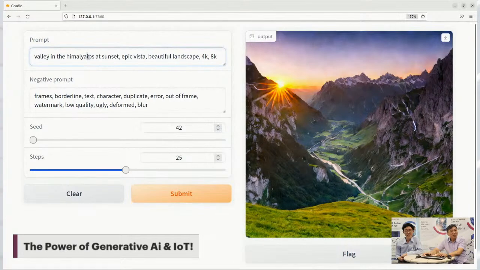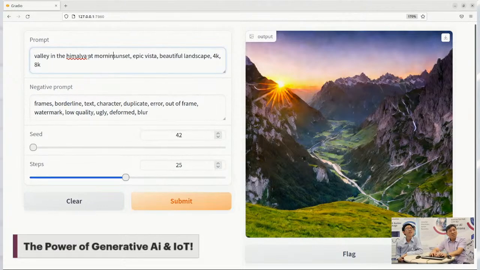This Himalaya is a mountain. At sunset in the, at morning sun. Can I say that? Sunrise, morning sunrise. Epic vista, I'll just remain beautiful. I'll just do these two parts only. So what can we get? Okay, then we click submit.